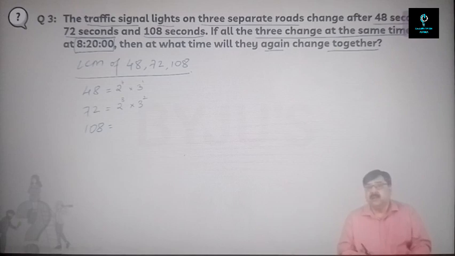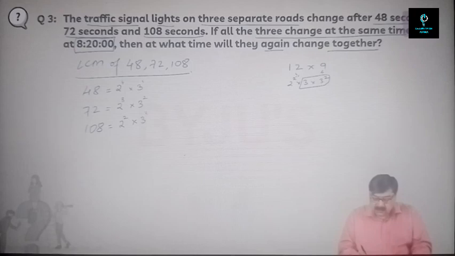108, you know that 12 into 9 is 108. So you can definitely break this up. So 12 we know is 4 into 3, so it is 2 square into 3. And 9 we know is 3 square. So this becomes, combined together, 3 cube. So 108 is 2 square into 3 cube.